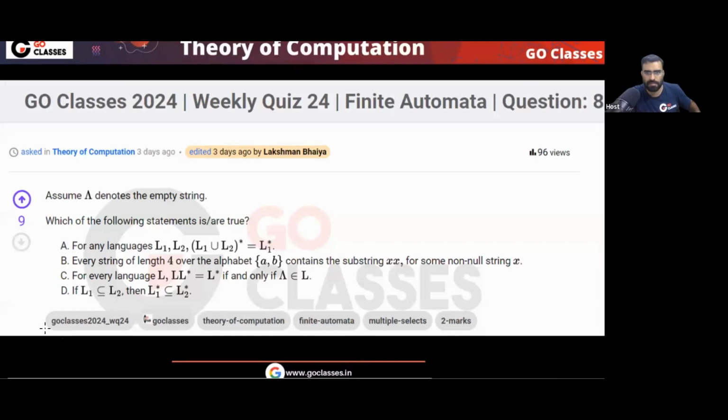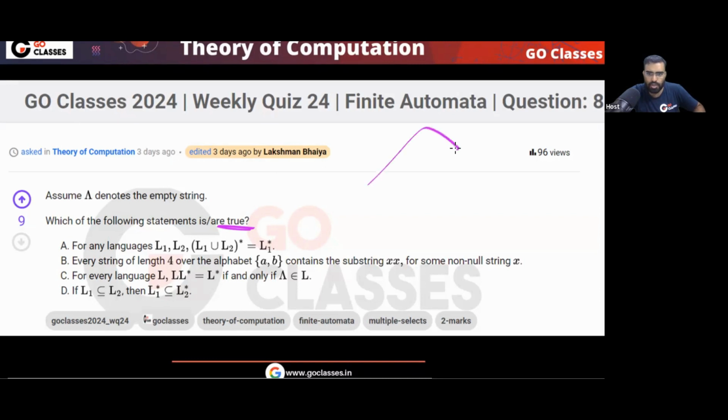Let's see this question. Question number 8. In this question, again, I am asking for the true statement. Did you notice one thing? We have done analysis of many quizzes, many tests, right? In every analysis, have you seen my habit that I always check what the question is asking? Have you seen this habit?